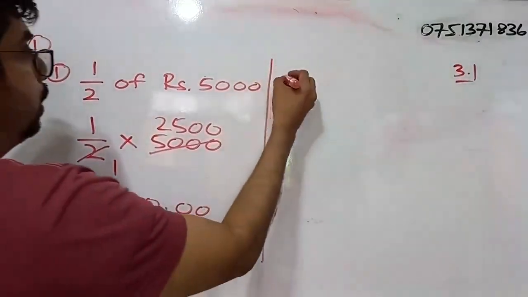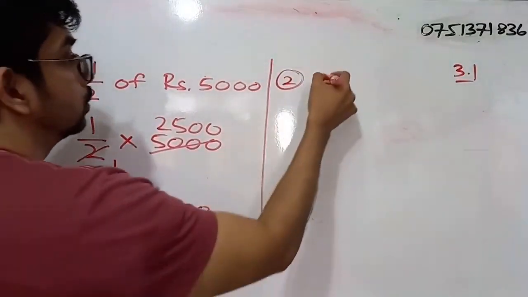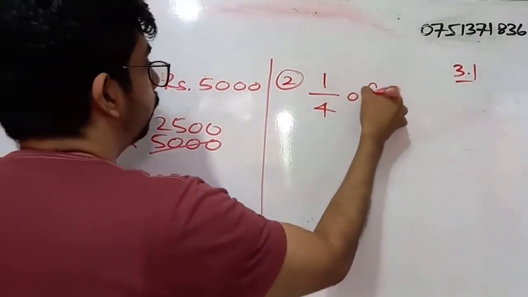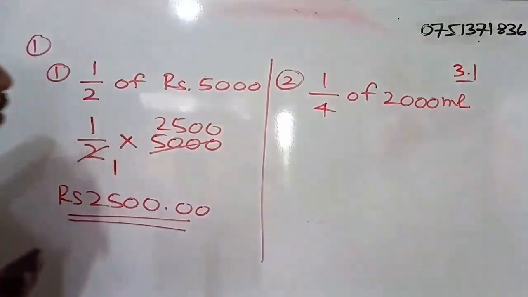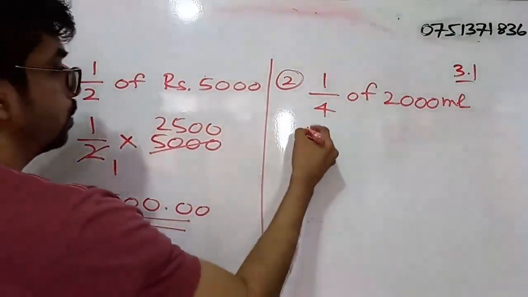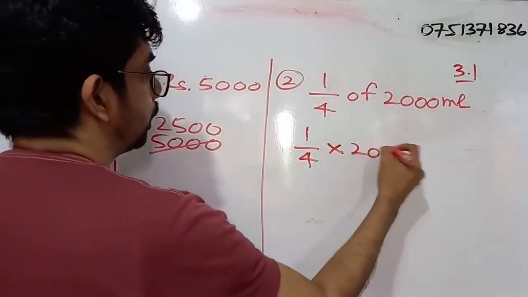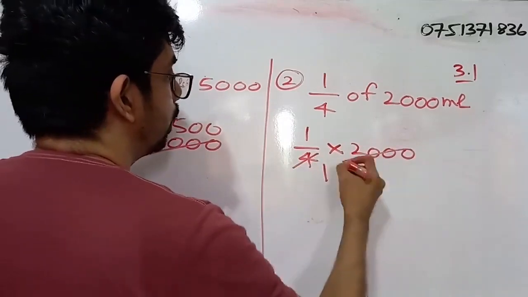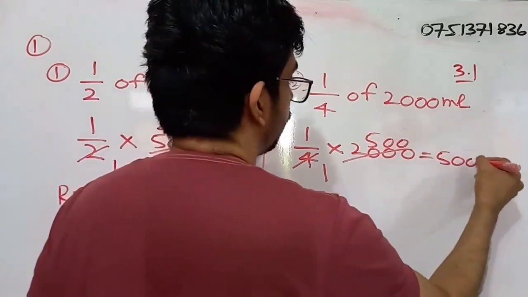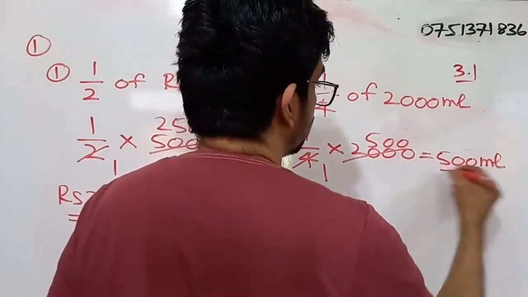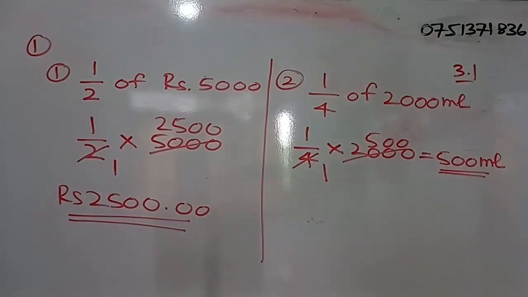The second one, what do we have? Quarter of 2,000 milliliters. Just as before, we replace "of" by the multiplication symbol. So 4 times 1, 4 times 5. So what is the answer? 500 milliliters. We always have to put the unit.